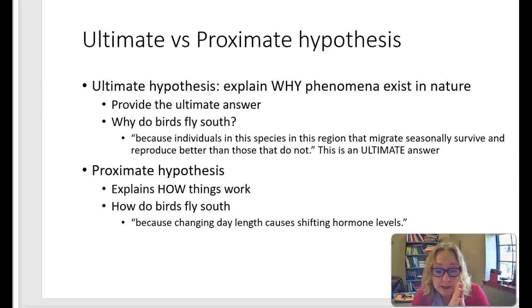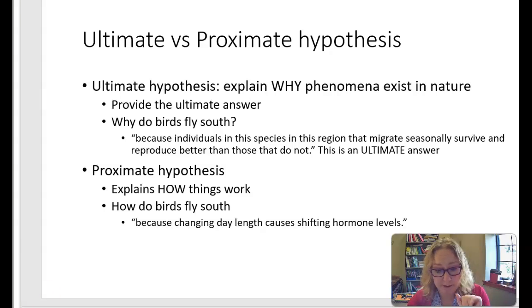The proximate hypothesis is how. How do birds know? How do they fly south? Typically it's change in day length, and that causes a shifting hormone level, which gives them the momentum and metabolism and idea to fly south. And there are electrical gradients and magnetic cues, and all kinds of ways that they figure out how to physically do it. So that is the how birds fly south, but not why. The why is an ultimate hypothesis. Do not get those two confused.